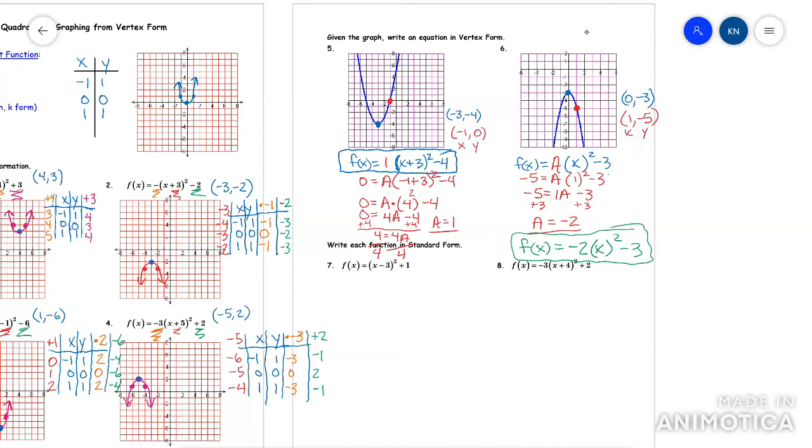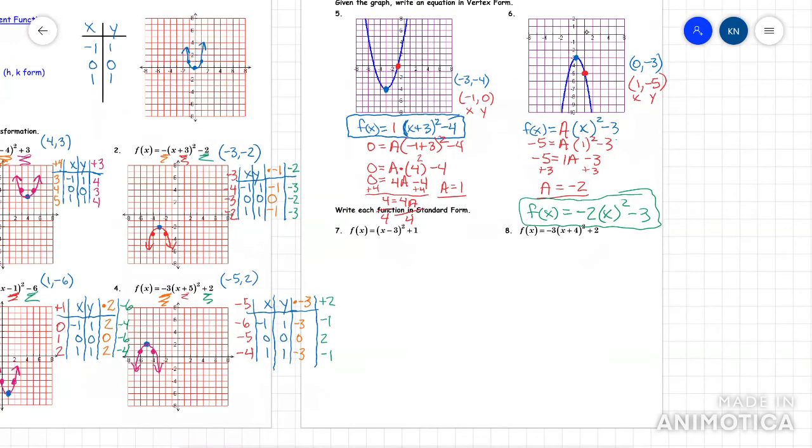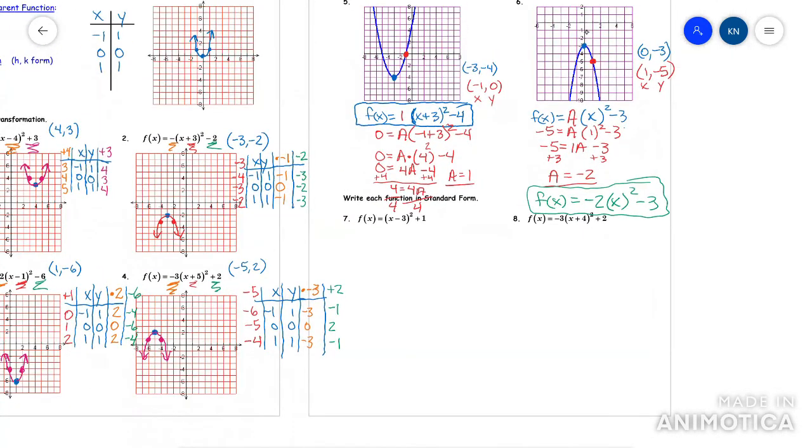Okay. These last ones, when they want you to write it in standard form, basically standard form would look something like this, like ax squared plus bx plus c. That's what they want you to do. So in order to do this, you're going to have to FOIL these things out. And FOIL stands for first, outside, inside, last.